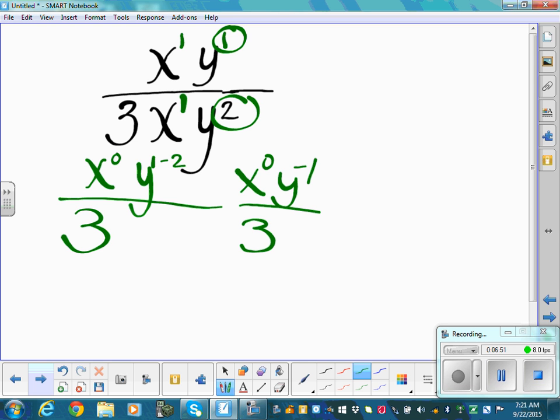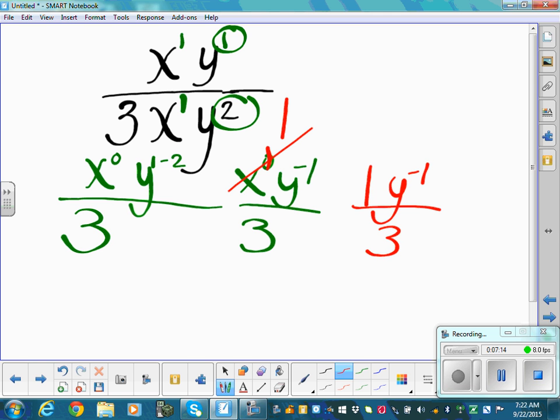Yes. When you divide, you subtract. That's why we're subtracting the top exponent from the bottom. Good question. So x to the 0 doesn't become x to the 1. Don't say, oh, anything to the 0 power becomes 1. No, the exponent doesn't become 1. The whole thing becomes a 1. So we have 1, and then we have y to the negative 1/3 over 3.